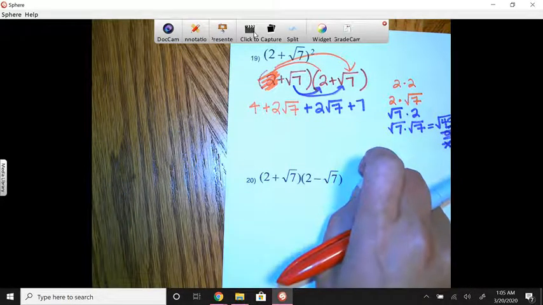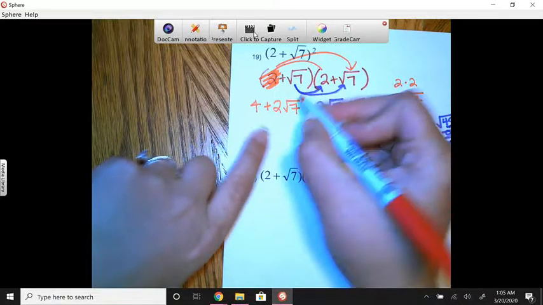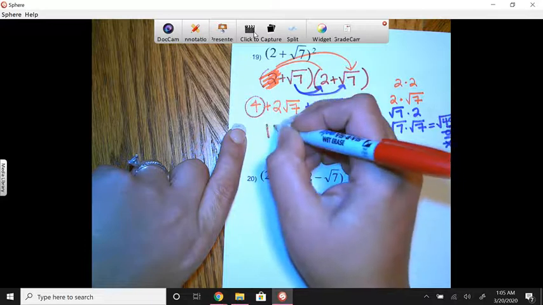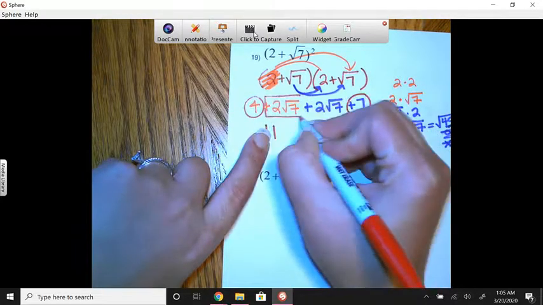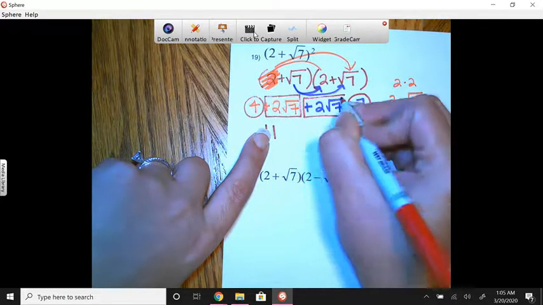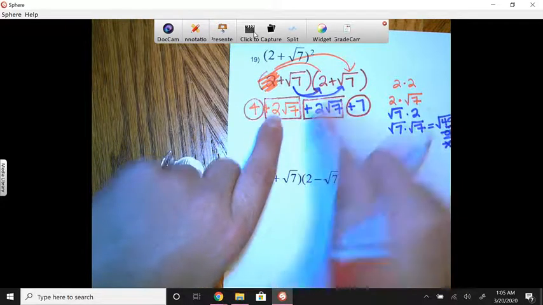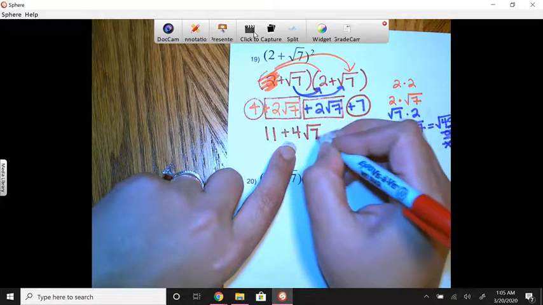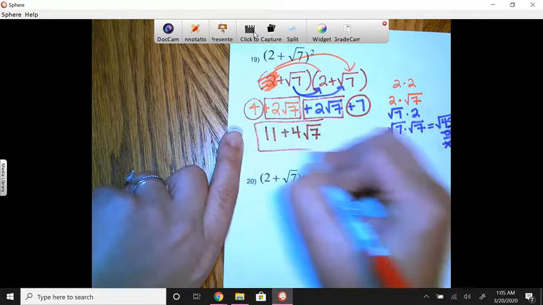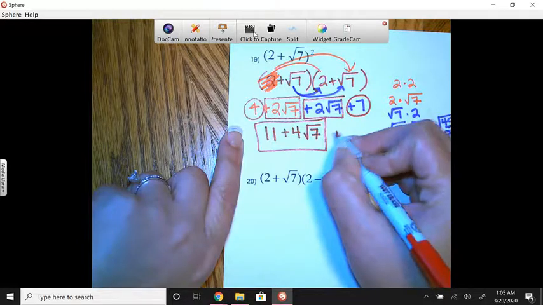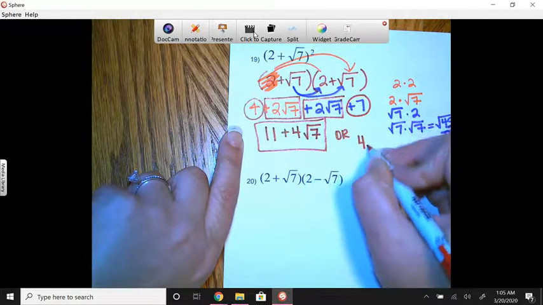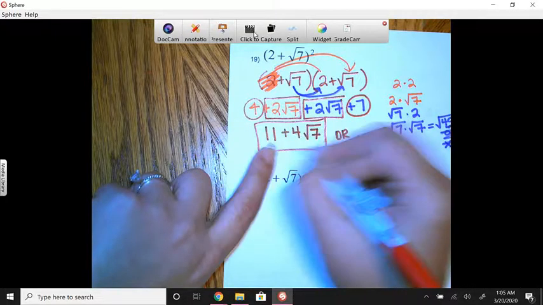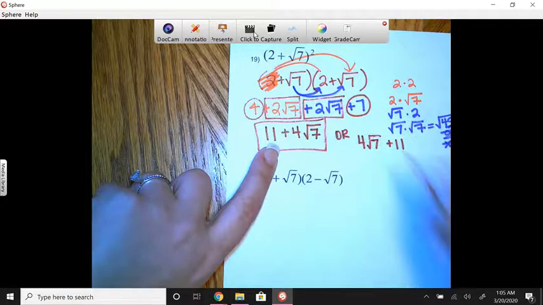Now it's an addition and subtraction problem. So we can combine our like terms. We have a 4 and a 7, that's 11. And then we have 2 rad 7 plus 2 rad 7. So remember, we're going to do 2 plus 2, which is 4. And then the radical 7 stays. You can also write your answer as 4 rad 7 plus 11. This one's better because it doesn't look like the 11 is in the radical.